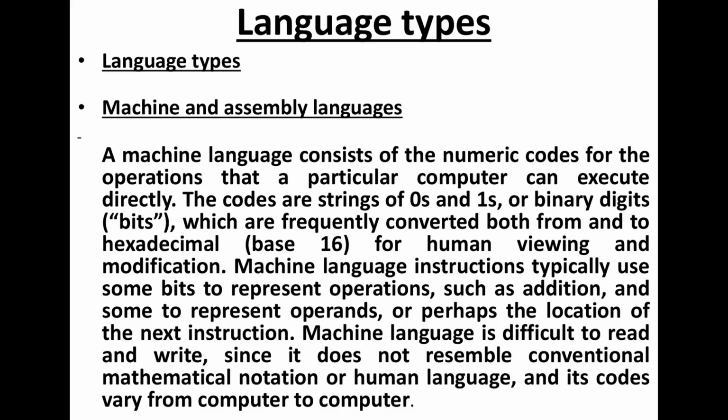Machine language instructions typically use some bits to represent operations, such as addition, and some to represent operands, or perhaps the location of the next instruction. Machine language is difficult to read and write, since it does not resemble conventional mathematical notation or human language, and its codes vary from computer to computer.